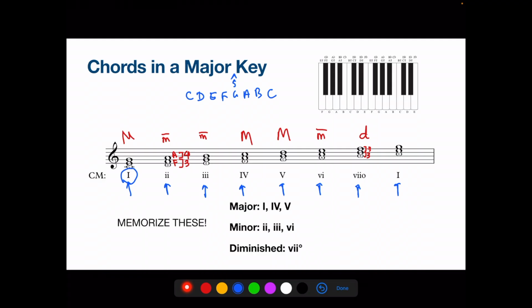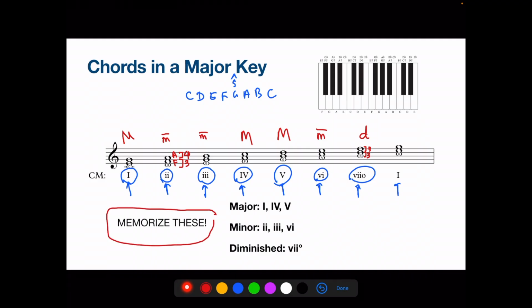And the second one and the third one, these are minor. So you see that these are lowercase. And then these ones are uppercase. And then lowercase again. And this one is lowercase with the little circle, which tells you that this is a diminished chord. Okay, so please try to memorize these.